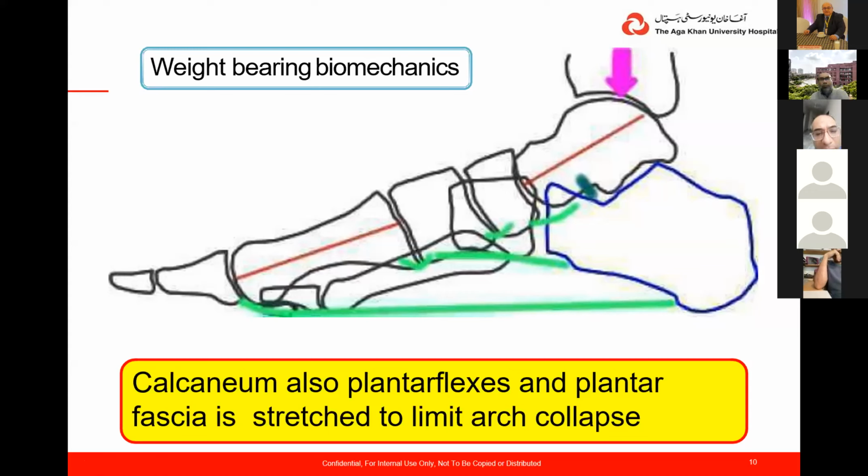So whenever we are putting weight, the calcaneum is also plantar flexing. And here you can see that the role of the plantar fascia is very important. It works by the principle of the windlass mechanism. It prevents the plantar flexion of the calcaneus. Next.